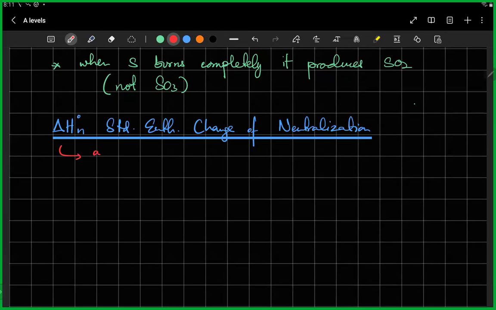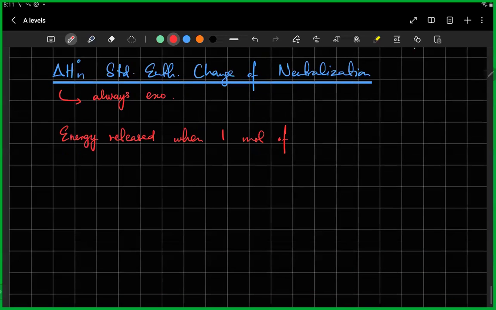ठीक है, तो always exo. And what was it? It's energy release क्योंकि it's always exo. Or energy change when what happens when 1 mole of... क्या होती थी डेफिनेशन? इसको पता है किसी को? What's the definition? The energy released when 1 mole of acid reacts with 1 mole of alkali to form water and salt.